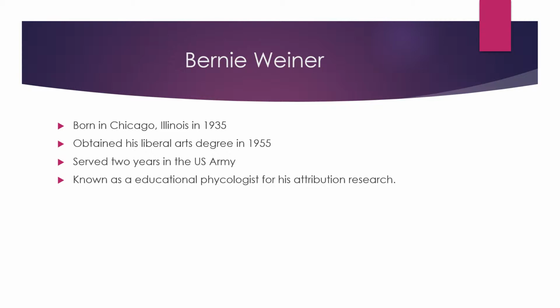Bernie Weiner was born in Chicago, Illinois in 1935, obtained his liberal arts degree in 1955, served 2 years in the United States Army, and was also known as an educational psychologist for his attribution research.